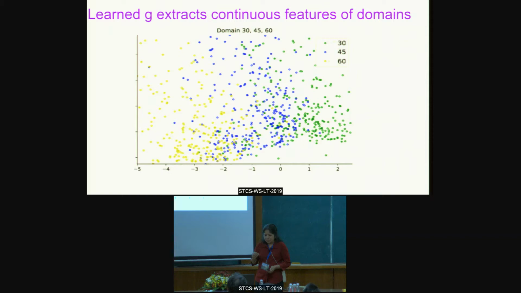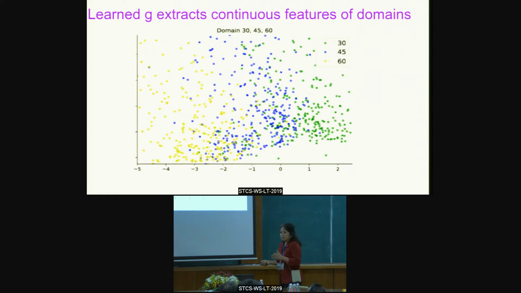Some improvement in accuracy, but what I find interesting are these experiments on synthetic data. So we took the standard MNIST data set, where you have images of digits and you want to recognize the 0 to 9 kind of classification data set. And we generated domains by rotating the digits by various angles. So you have digits rotated by, say, 30 degrees, 45 degrees, 60 degrees.